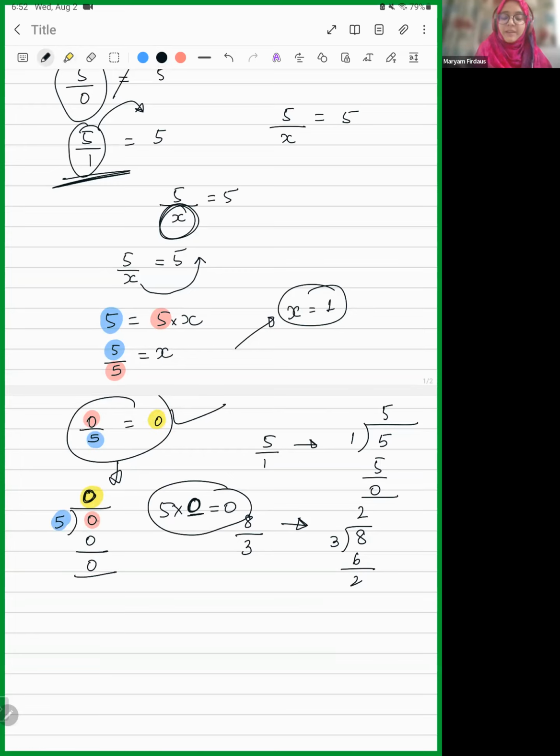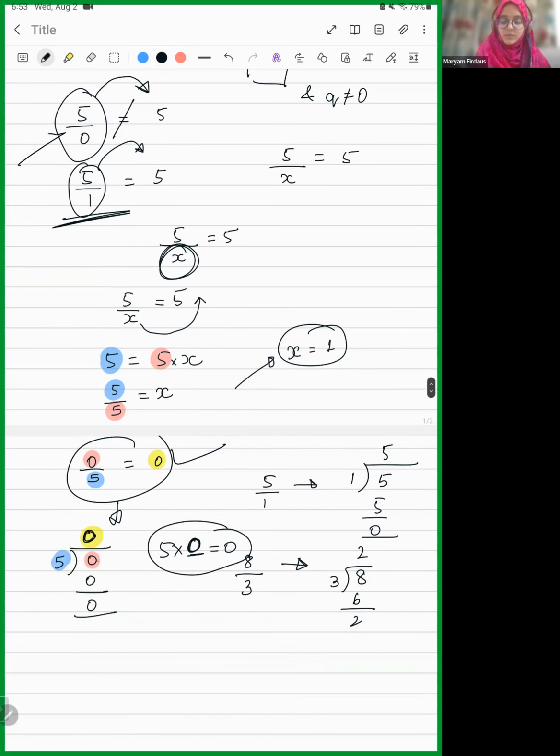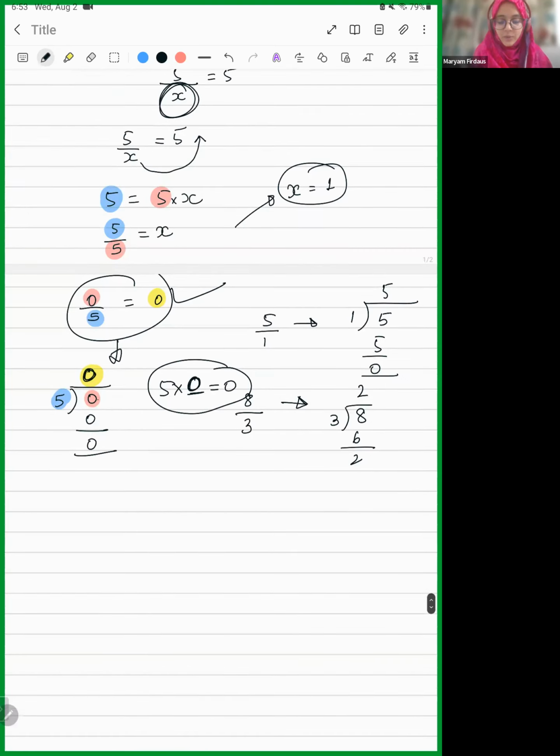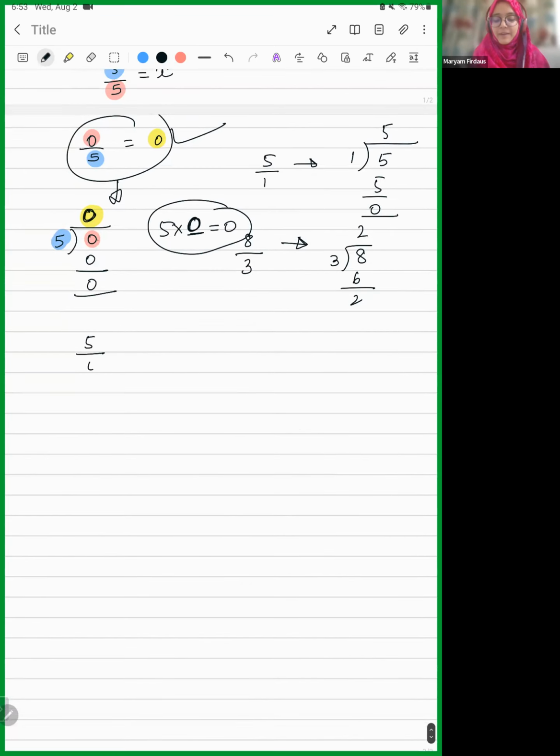Now let's see this 5 divided by 0. Just now we saw 0 divided by 5. Now let's see 5 divided by 0. So 5 divided by 0 means you have to write 5 in the dividend and 0 in the divisor. Now we'll start reading the table of 0. 0 ones are 0, 0 twos are also 0, 0 threes are also 0, 0 fours are also 0. 0 multiplied by any number will give you 0.